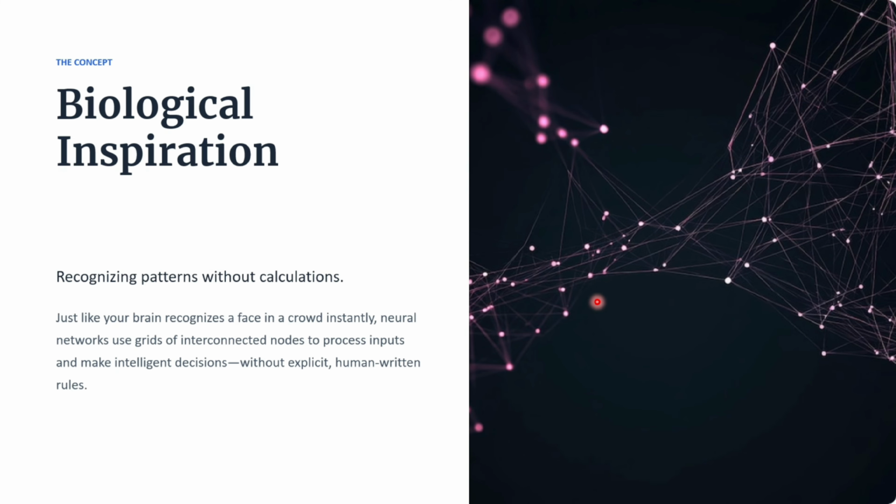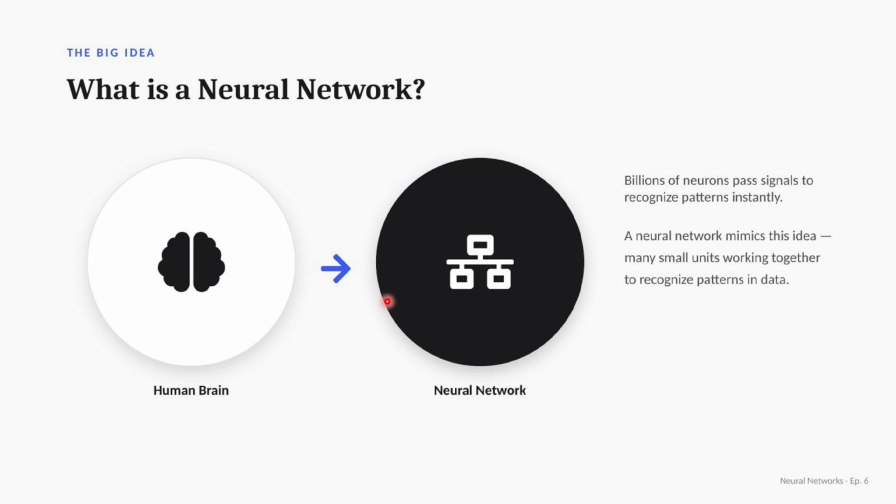Let's start with a simple question. How does your brain recognize a friend's face in a crowd? You don't consciously calculate anything, you just know. That's because your brain has billions of neurons, all connected, all passing tiny signals to each other, and together they recognize patterns instantly. A neural network is a computer's attempt to mimic this idea. Not the biology exactly, but the concept of many small units working together to recognize patterns.